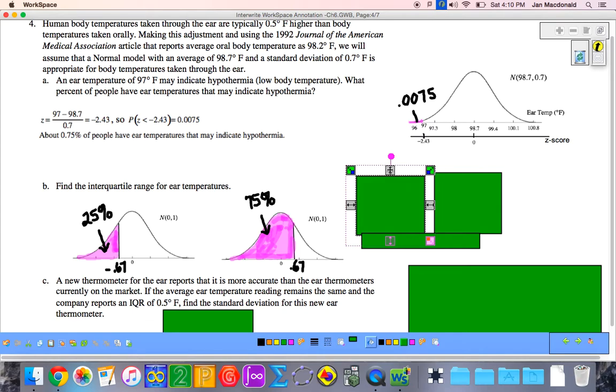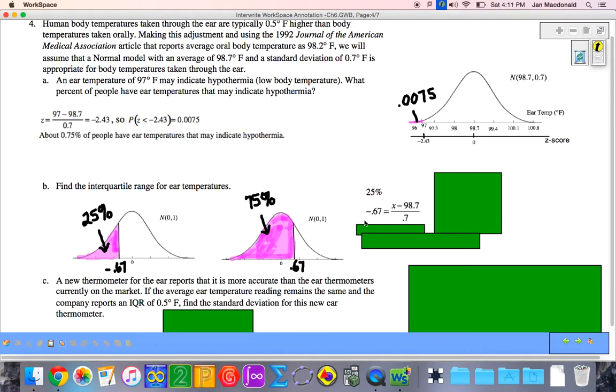And here we go. We're going to plug into our z-score. For Q1, which is 25%, we plug into our z-score formula. Negative 0.67, that is our z-score for Q1, is equal to data value minus the mean divided by the standard deviation. So the data value that represents Q1 in this situation would be 98.2.